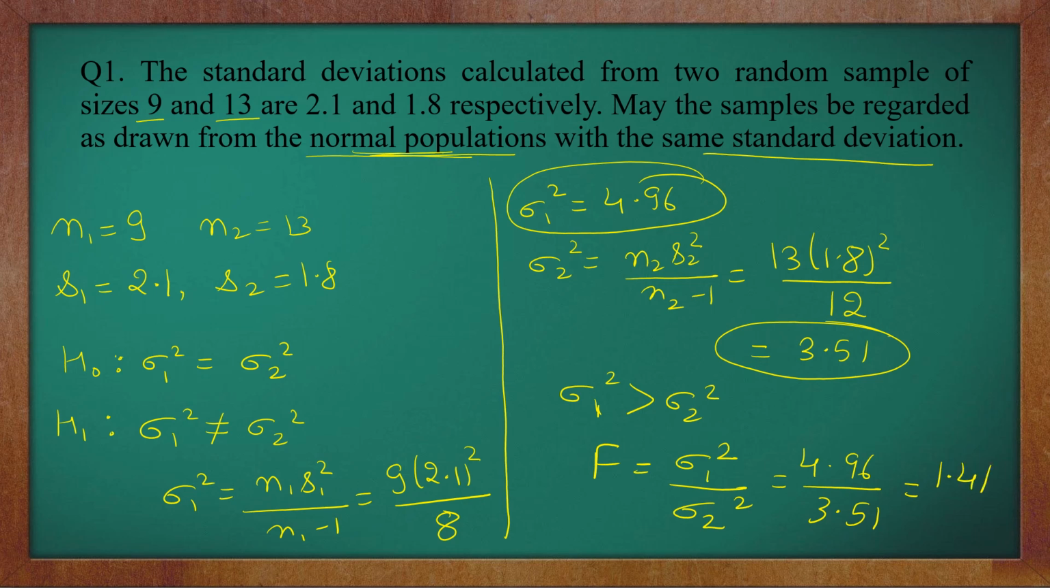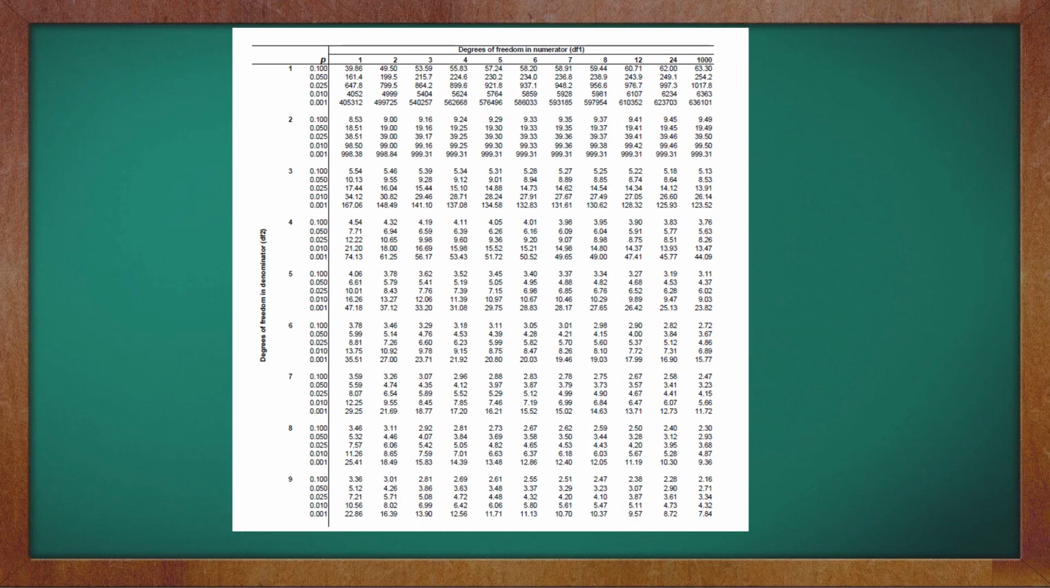Now, see this carefully, please. N1 is 9, N2 is 13. So if N1 is 9, degree of freedom is 8. N2 is 13, degree of freedom is 12. But the important point is we have to see who was in the numerator. Sigma 1 was in the numerator, because you have to see very carefully that whatever the term in the numerator, we have to see over here. So numerator sigma 1, what is the degree of freedom? 8.